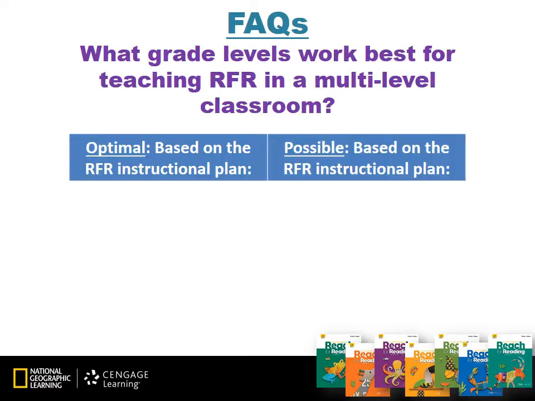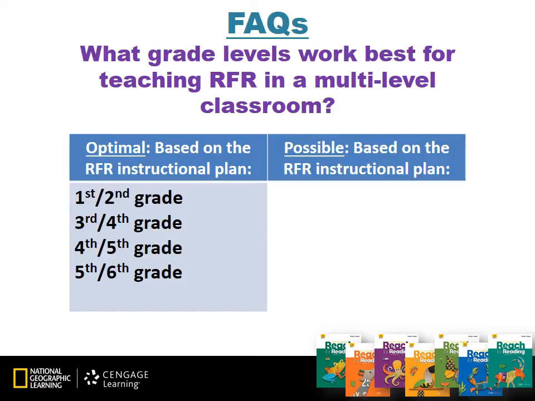Now let's take a look at some frequently asked questions. First, which two grade levels work best with Reach for Reading when planning? The instructional design of Reach for Reading is similar in grades 1 and 2 and also in grades 3 through 6. So the easiest split would be 1st and 2nd grade, 3rd and 4th, 4th and 5th, or 5th and 6th grade in the same classroom.